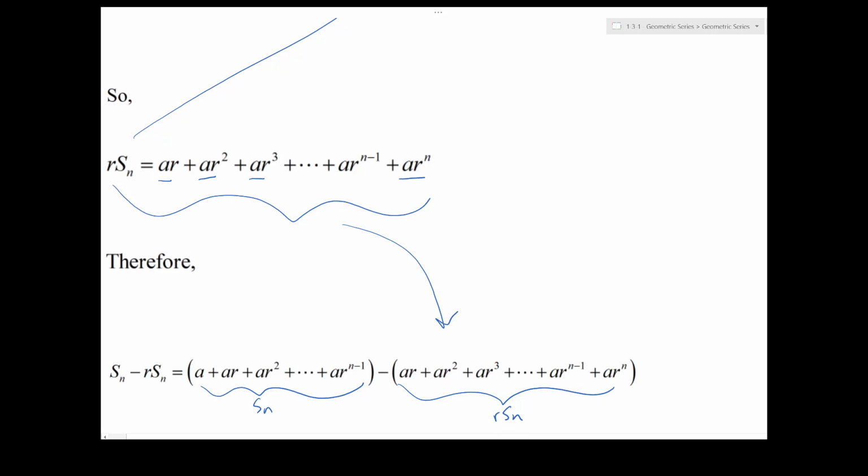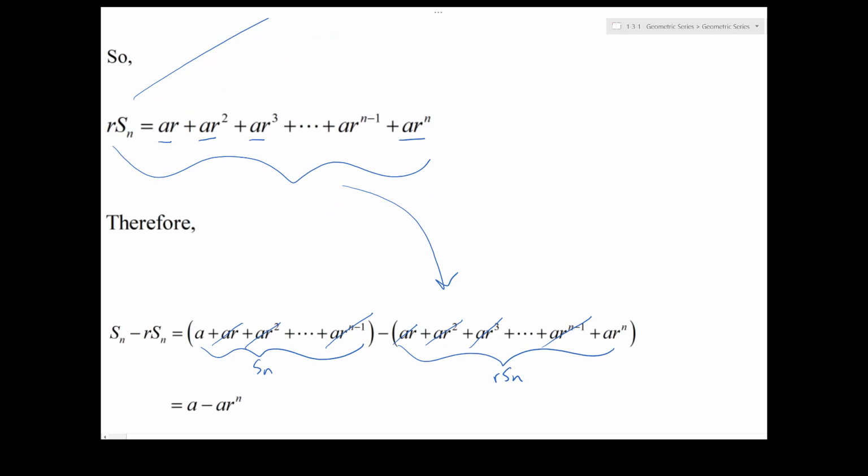And why are we doing this? It's supposed to help us. We'll see. Notice a bunch of stuff cancels. ar minus ar. ar squared minus ar squared. Somewhere in there, there's an ar cubed. Next one, minus ar cubed. All the way down, ar to the n minus 1 minus ar to the n minus 1. What's left? Only a and ar to the n. So, S of n minus r S of n is a minus ar to the n.